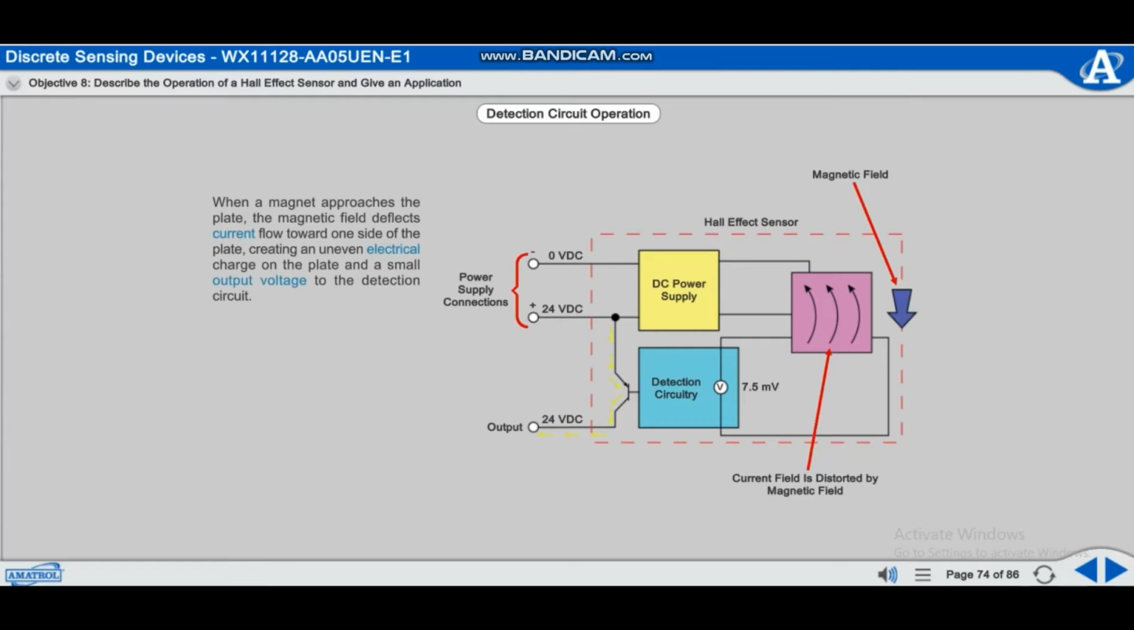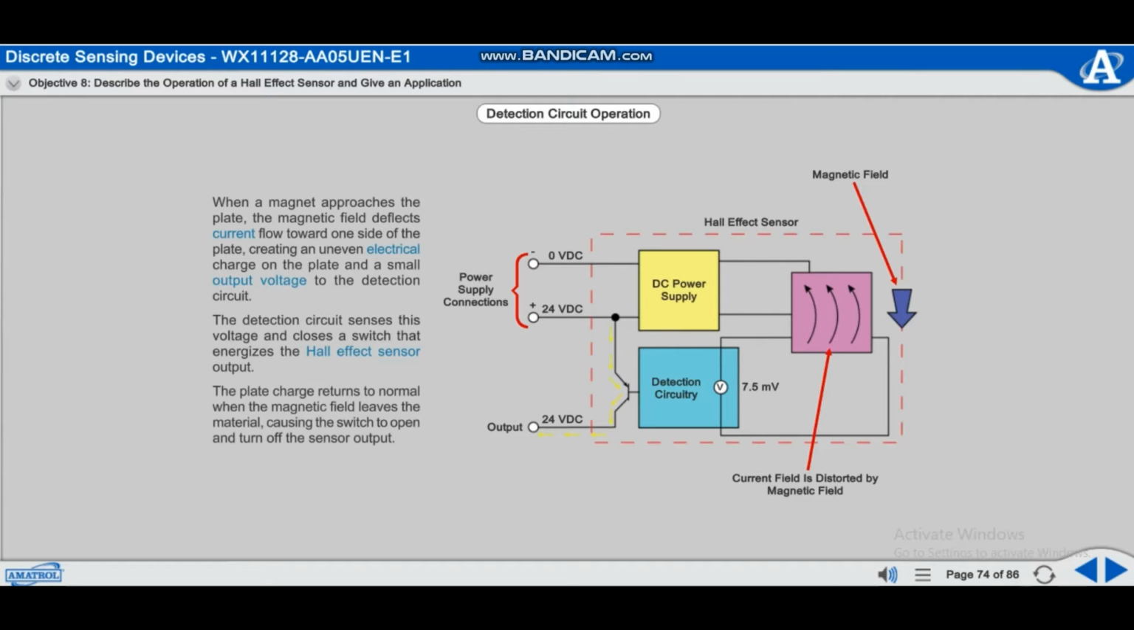When a magnet approaches the plate, the magnetic field deflects current flow toward one side of the plate, creating an uneven electrical charge on the plate and a small output voltage to the detection circuit. The detection circuit senses this voltage and closes a switch that energizes the Hall effect sensor output. The plate charge returns to normal when the magnetic field leaves the material, causing the switch to open and turn off the sensor output.